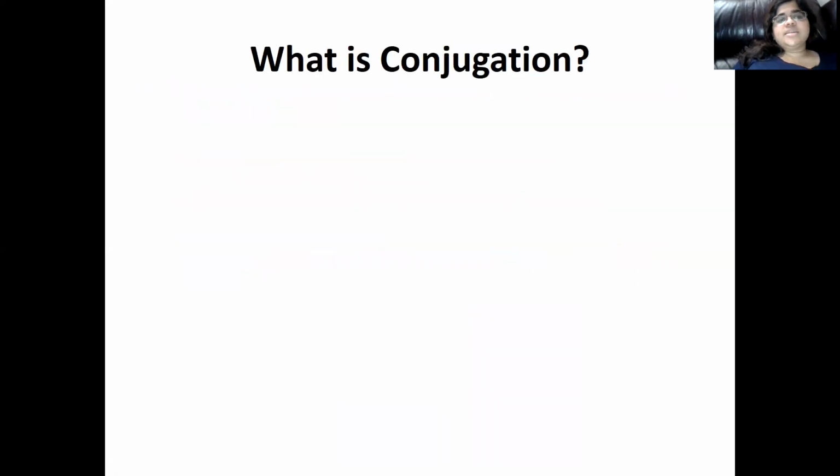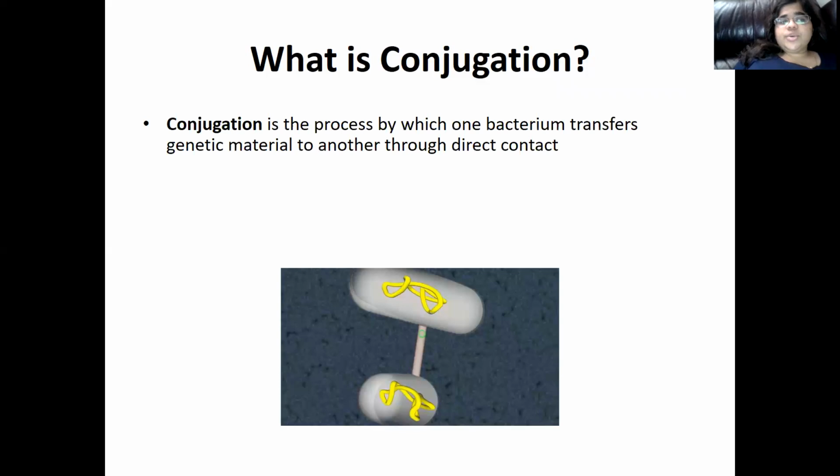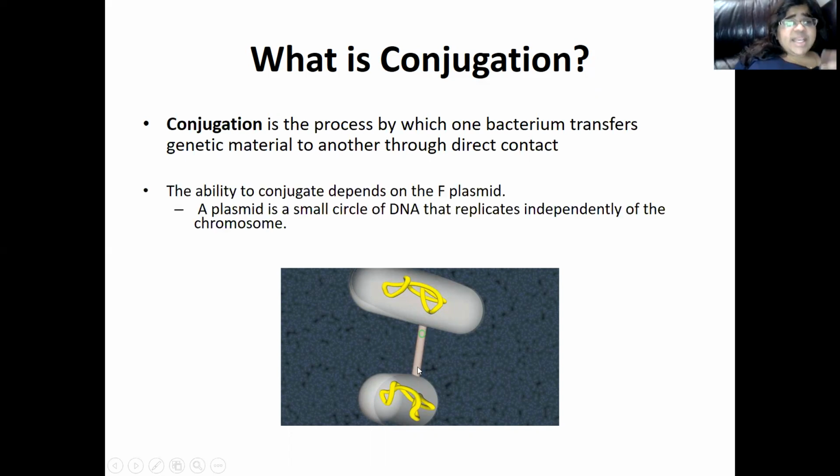So next method would be conjugation. This is the one that Dr. Bruce ends up going more in depth with in your slides. So with conjugation, you have a process where a bacterium transfers genetic material through direct contact. So it's essentially touching each other. And this ability to come together as conjugates depends on this plasmid called the F plasmid, or the fertility factor plasmid, okay?